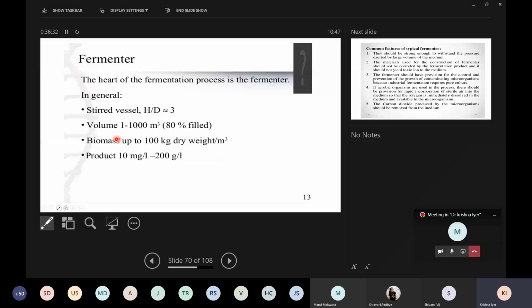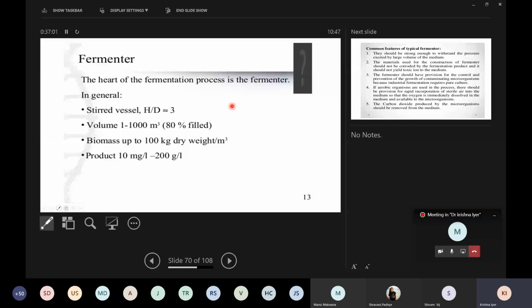But generally, when you're operating the fermenter, you'll find that at the most it will be filled 80 percent, and even that is a higher number. By and large, 65 to 70 percent is the filling. The reason you leave the top portion is so that you can control the foaming. Otherwise, there will be too little space, and a little bit of foaming will create a lot of problems.